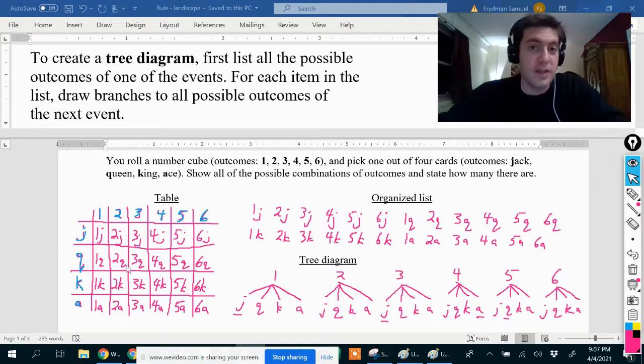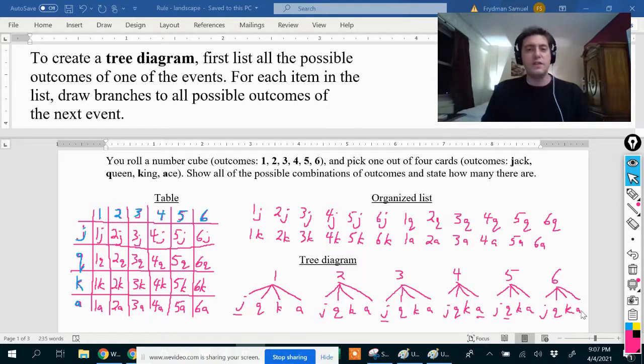I just took these from here, right? So they should be the same. And in the tree diagram, if you count 1, 2, 3, up to 24, again, we get 24. Now, some of you might be looking at me kind of weird, like, Mr.